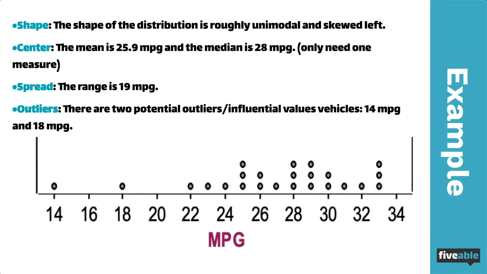Spread. The spread or the range is 19 miles per gallon. High minus low. Max minus min. And outliers. There are 2 potential outliers or influential points, 14 and 18. And at some point, again, we just want to make sure we talk about the context of the problem. If you do all that, you'll get full credit on the AP exam.